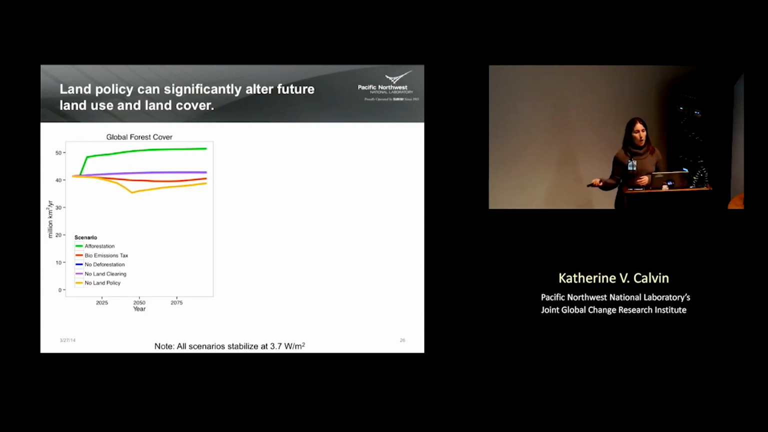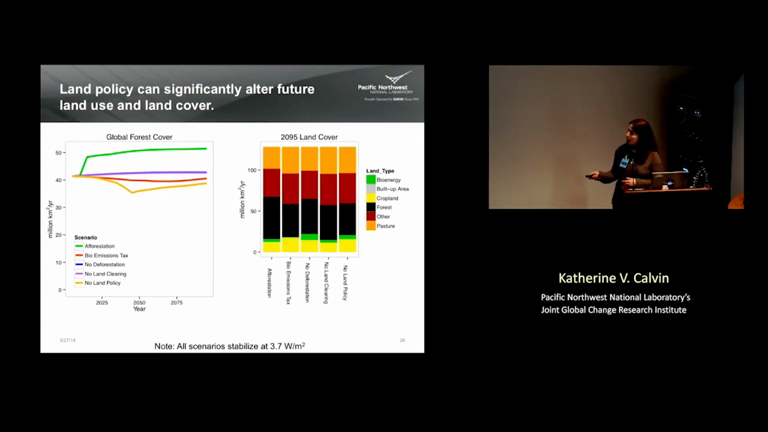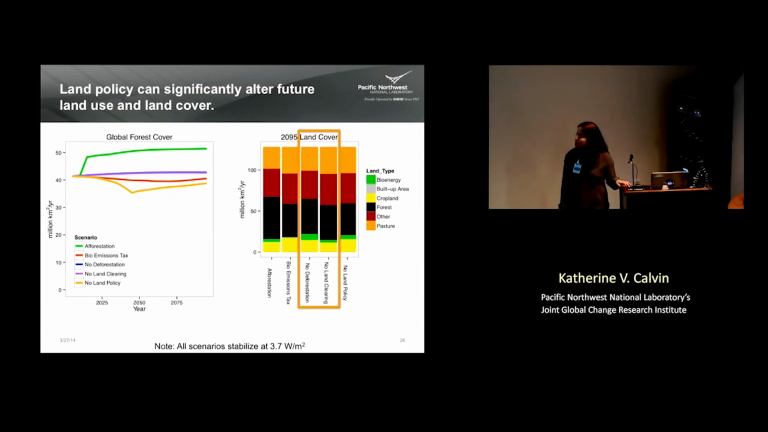But forests are only one part of the land surface, so if you look at land cover, the other categories, you'll see that even two scenarios with the same forest cover, the no land clearing and the no deforestation, have the exact same amount of forest at the end, but they do differ in other ecosystems. When you don't allow any land clearing, you have a smaller amount of land devoted to agriculture, so cropland and bioenergy, and more land devoted to these other natural ecosystems, whereas if you just prevent deforestation, you're actually going to expand into these other natural ecosystems to use for crops and bioenergy.